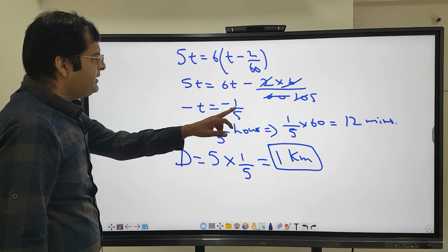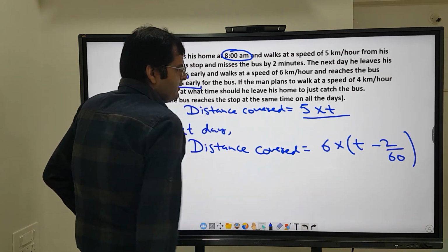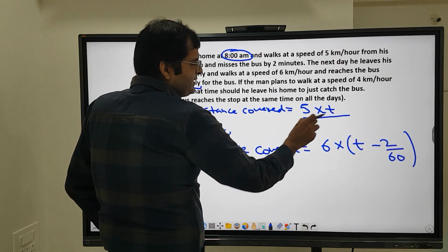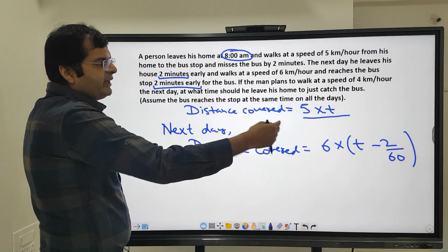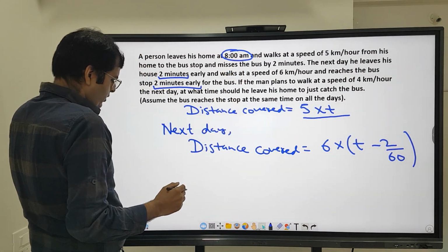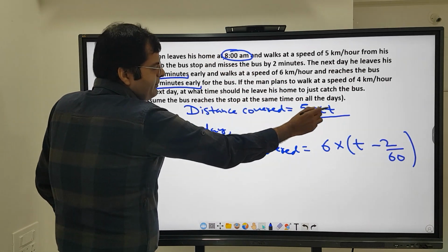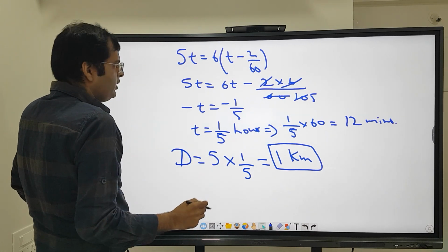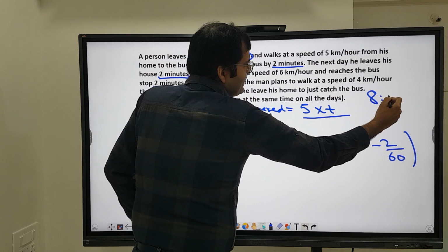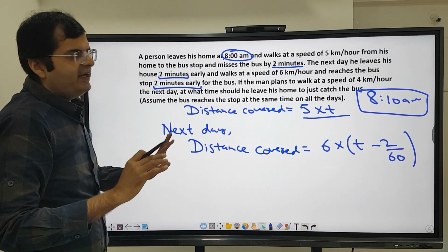Okay, and now time t is 12 minutes. But 12 minutes was the time taken in the 5 kilometer per hour scenario. So if time is 12 minutes in this case, in reality it should be 10 minutes to catch the bus. If over here I just write, the man goes from 8 o'clock, walks for 12 minutes and misses the bus by 2 minutes. That means the bus leaves at 8:10 a.m. So this I have figured out, that the bus leaves at 8:10 a.m.